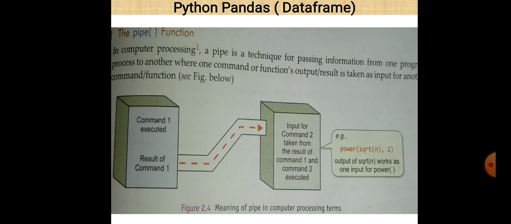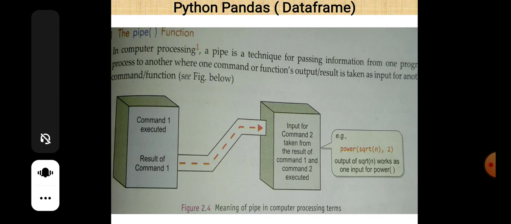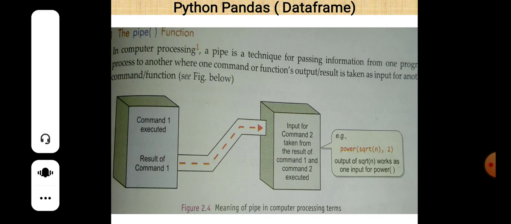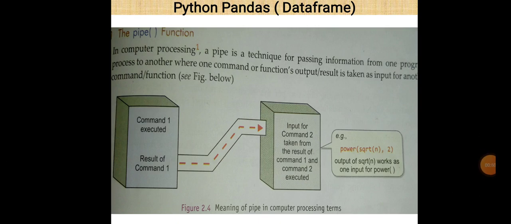So let us start with the pipe function. As the name suggests, pipe function. What is the meaning of pipe function? What is the use of pipe function here? In computer processing, a pipe is a technique of passing information from one program or process to another, where one command or function's output result is taken as the input for another command or function. That is the role of pipe function.